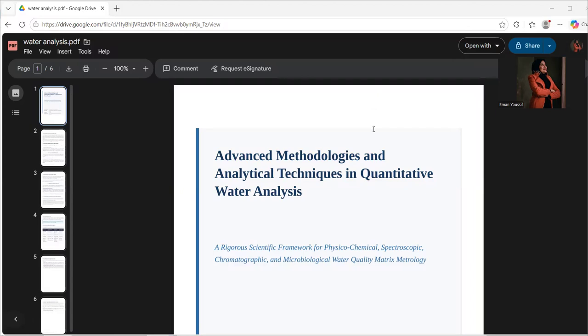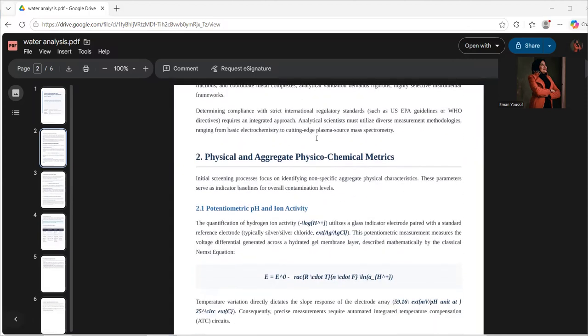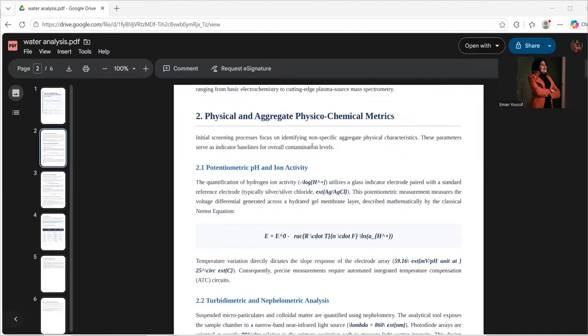Advanced methodology and analytical technique in quantitative water analysis. Potentiometric pH and ion activity. The quantification of hydrogen ion activity utilizes a glass indicator electrode paired with a standard reference electrode.